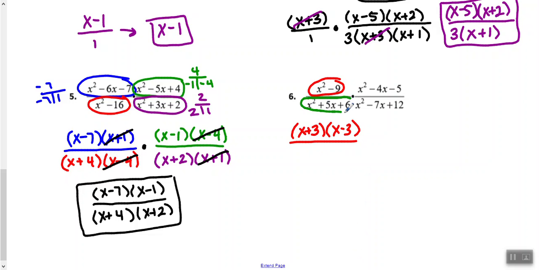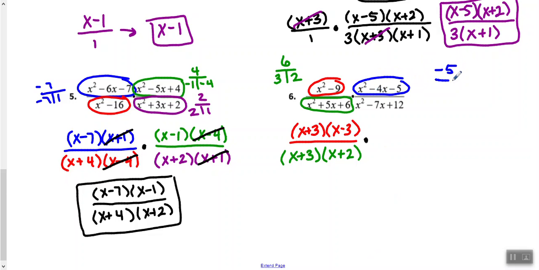on the bottom x squared plus 5x plus 6. So what multiplies to 6 but adds to 5? Here I can do 3 times 2 because 3 plus 2 gives me 5. So that's x plus 3 and x plus 2 times we have x squared minus 4x minus 5.